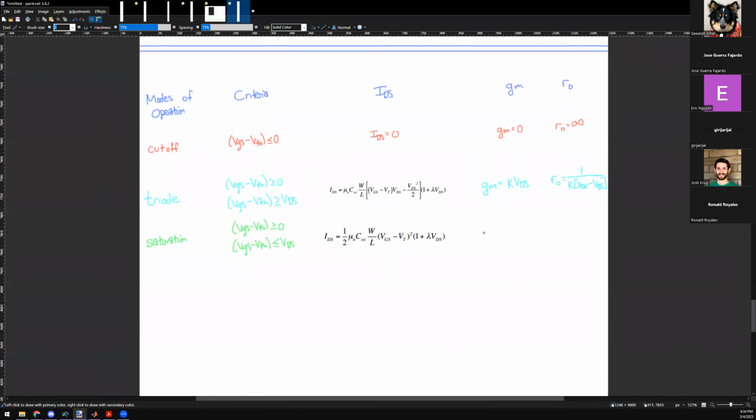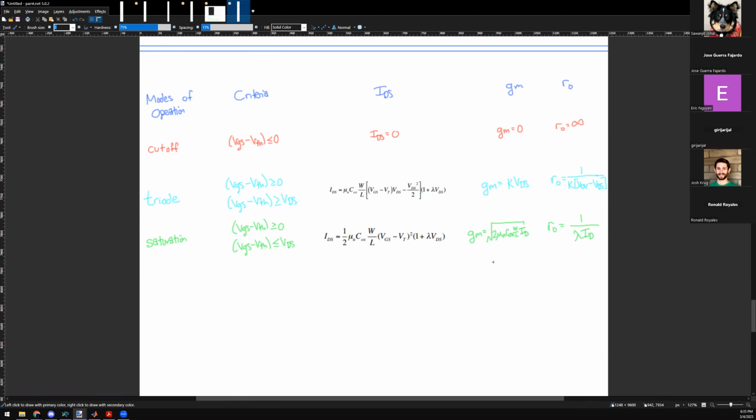Okay. gm is equal to a whole bunch of expressions, right? But the one that I think you guys are most likely to use is this one. As long as you have ID, it's pretty good: 2 mu n Cox W over L ID. Okay, and r0 is equal to 1 over lambda ID.